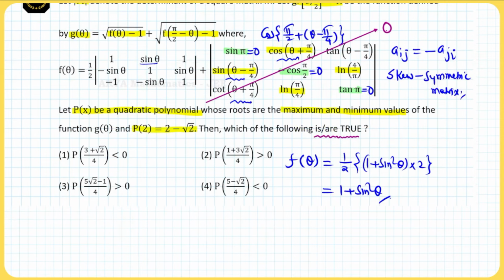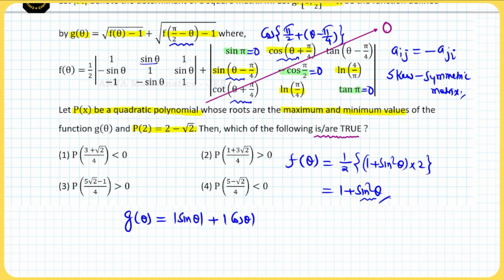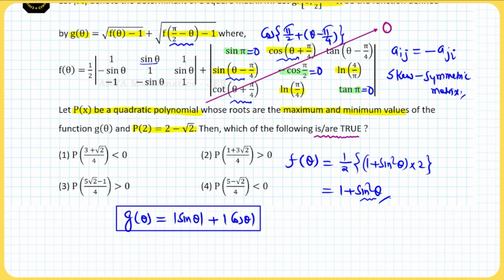And now from here we can find g of theta, right? g of theta is root of f of theta minus 1. So this will become root of sine square theta. So clearly you can see that 1 and 1 will cancel. Root over sine square theta will be mod sine theta. And similarly, f of pi by 2 minus theta will be 1 plus cos square theta. If you subtract 1, then you are going to get root over cos square theta, which will be mod cos theta. So g of theta will be nothing but mod of sine theta plus mod of cos theta.